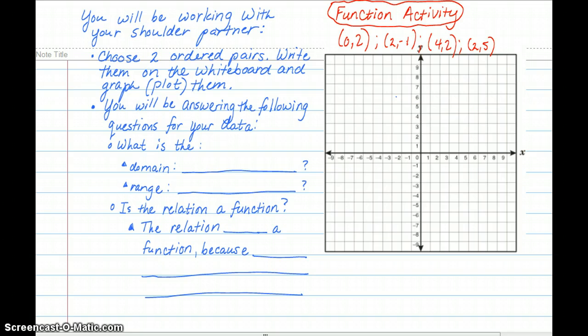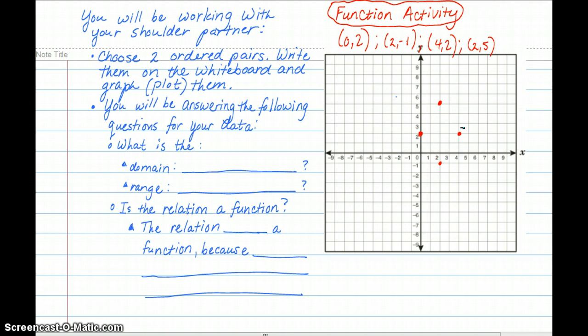Okay, I'm going to give you a little example of how to do this using my ordered pairs: 0, 2; 2, negative 1; 4, 2; and 2, 5. So we're going to plot 0, 2; 2, negative 1; 4, 2; and 2, 5. You don't need to write those ordered pairs on the graph. You just need to plot them.